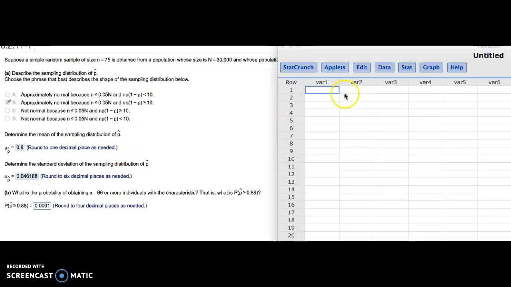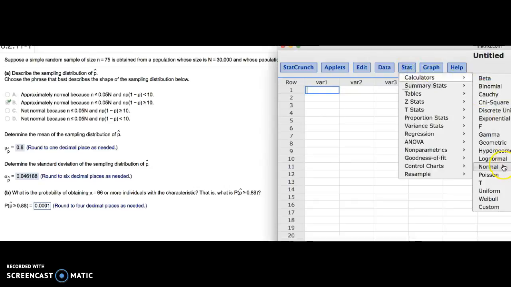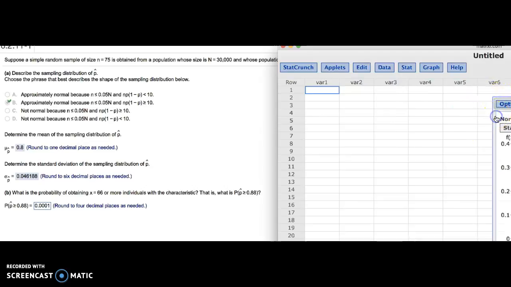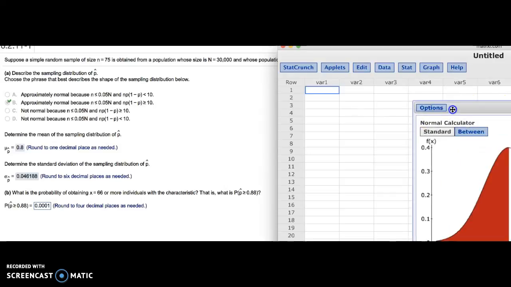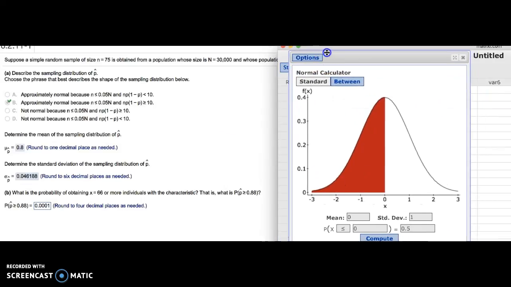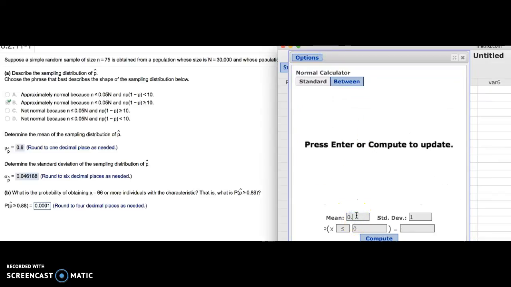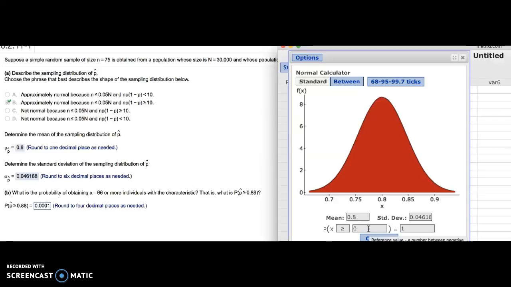So let's go ahead and go into StatCrunch, and we want to select the normal calculator. And let's pull this over here. There we go. And the first thing we want to adjust is our mean, then our standard deviation, and then we want to look at our p-hat being greater than or equal to 0.88.